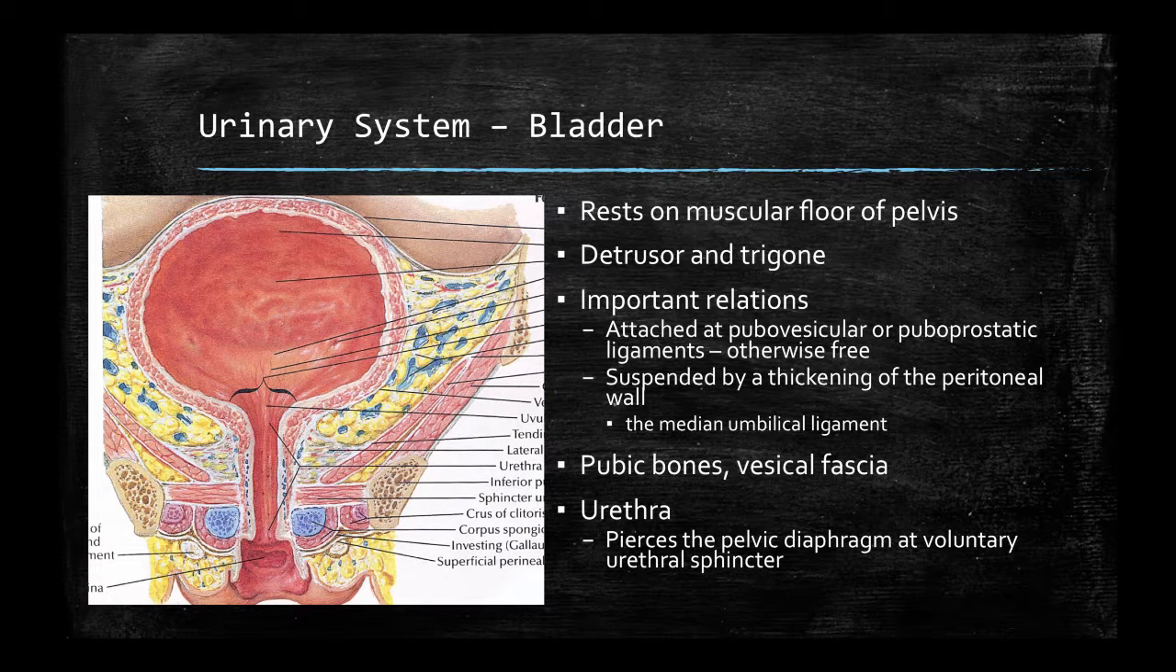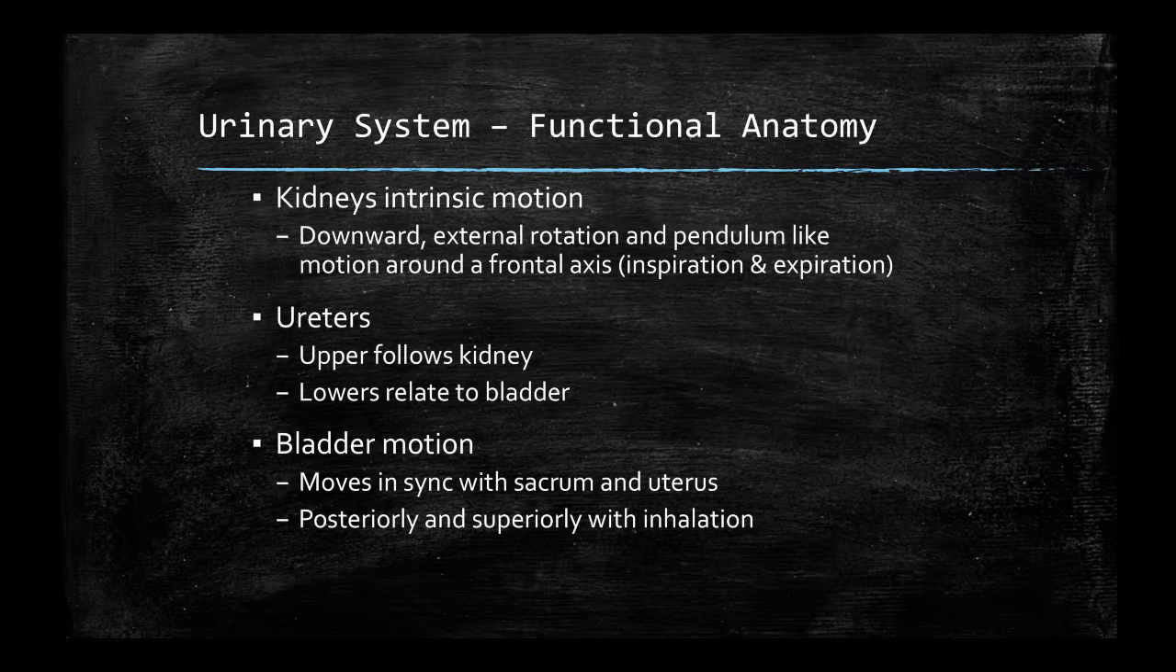The bladder rests on the muscular floor of the pelvis, with the other associated muscles, the detrusor and the trigone of the bladder, and it attaches at the pubovesicular or puboprostatic ligaments. Otherwise, the bladder hangs fairly freely in the abdomen, and again is suspended by thickening of the peritoneal wall. And again, you have the pubic bones and the vesicular fascia surrounding the bladder, which empties into the urethra, and the urethra pierces the pelvic diaphragm at the voluntary urethral sphincter. And again, the motion of the kidneys with respiration, inspiration and expiration, is a downward external rotation, and this pendulum-like motion around a frontal axis.